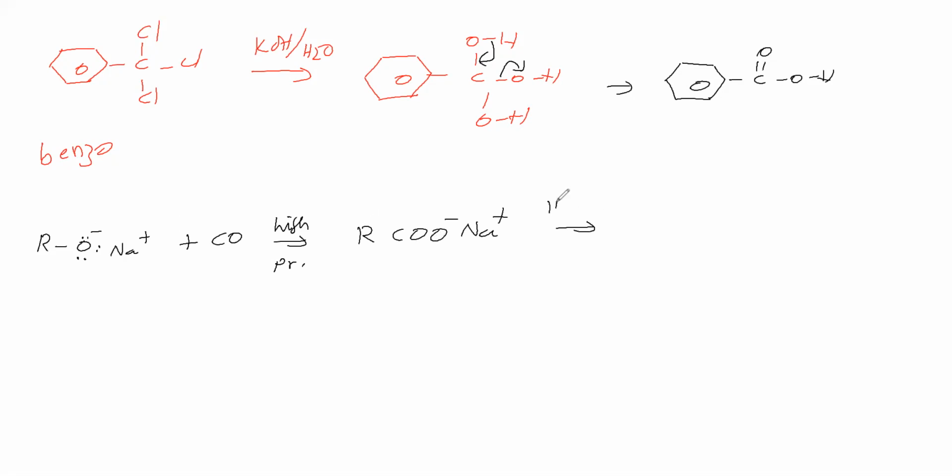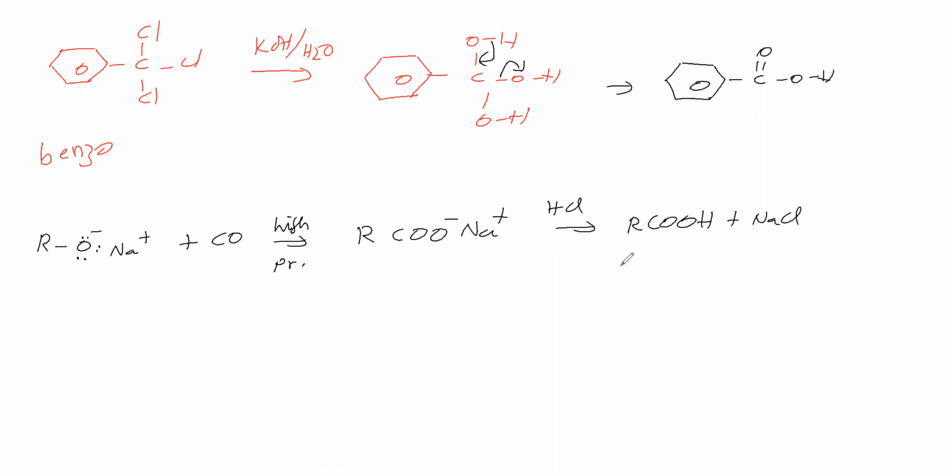It is treated with HCl. On treating with HCl we are getting carboxylic acid. So alkoxide treated with carbon monoxide at high pressure gives carboxylate. Carboxylate on treating with acid gives carboxylic acid. Like this we are preparing carboxylic acid.